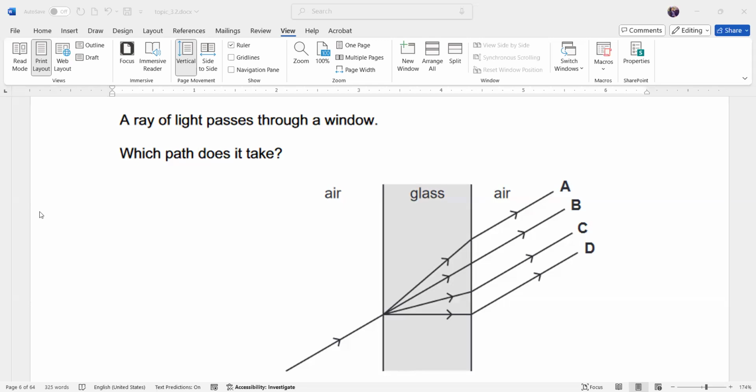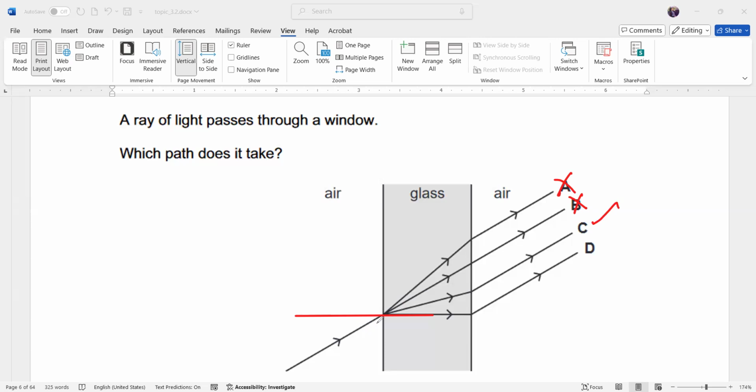So first, the light is traveling from air to glass. So what should happen to the speed of the light? The speed of the light should decrease. So if the speed is decreasing, the angle should also decrease. If you see option A, the angle has increased. So it cannot be A, because moving from air to glass, the angle should decrease. What about B? It does not change the direction, so it cannot be B. What about C? Moving from air to glass, it bent towards the normal, so it is C.